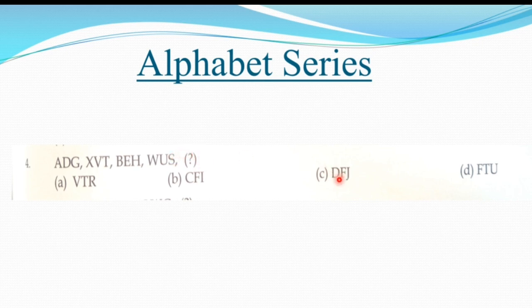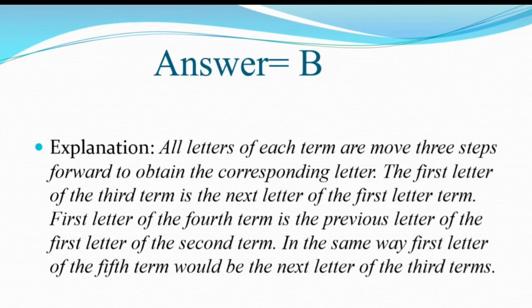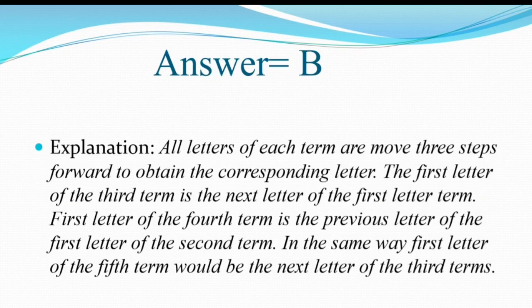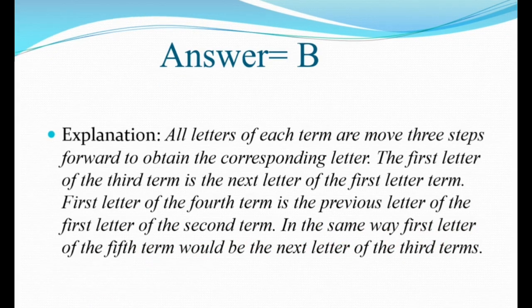Okay, the best sequence or the correct answer is option number B. Explanation: all the letters of each term are moved 3 steps forward to obtain the corresponding letter. The first letter of the third term is the next letter of the first letter of the first term, and the first letter of the fourth term is the previous letter of the first letter of the second term. In the same way, the first letter of the fifth term would be the next letter of the third term.